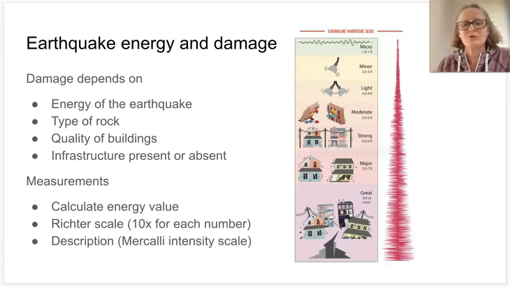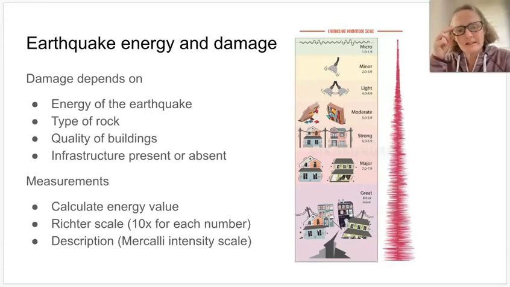So we actually can measure the exact amount of energy that's being released. We can use something called the Richter scale, which gives us a number which is easy to manage. It gives us a number from 0 to 10, but each number goes up by 10 times. So from a Richter scale of 1 to 2, that's not just one step more energetic, it's 10 times more energetic. So then from 2 to 3, that's now 100 times more powerful than at 1. So it's not a straightforward number relationship.